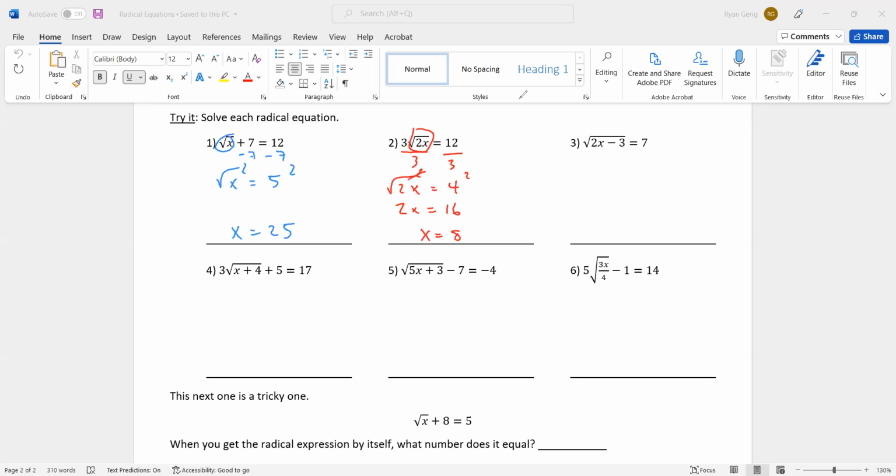Again, check it. Put 8 back in. That's 2 and 8 underneath the radical. 2 times 8 is 16. The square root of 16 is 4. 3 times 4 is 12.